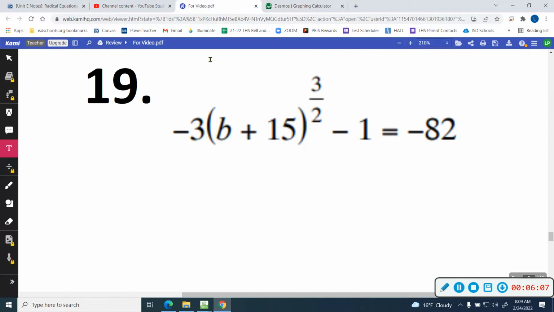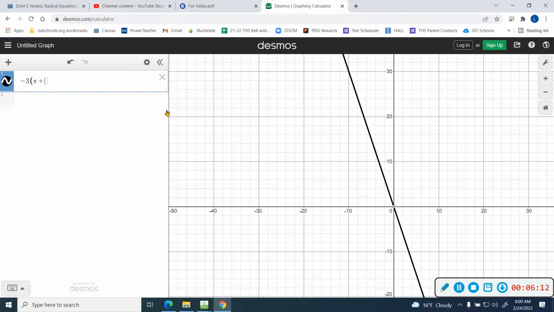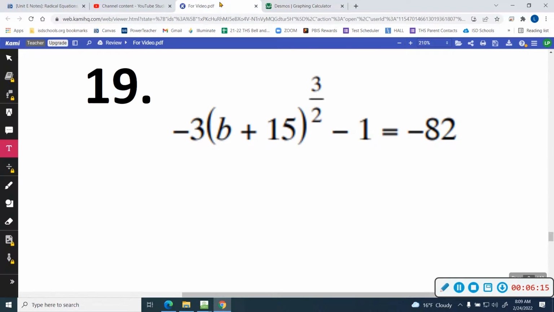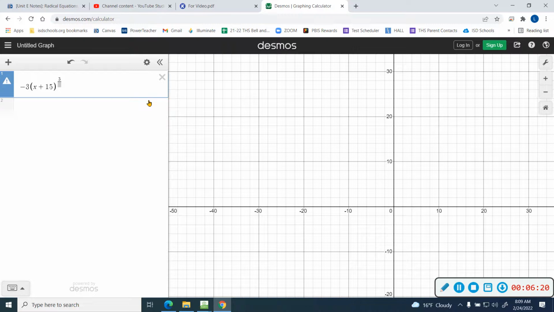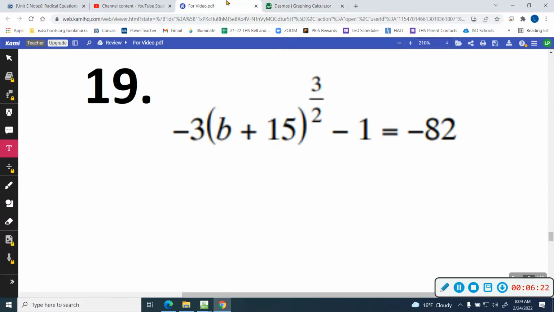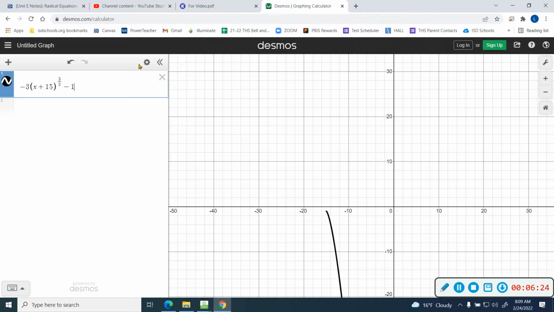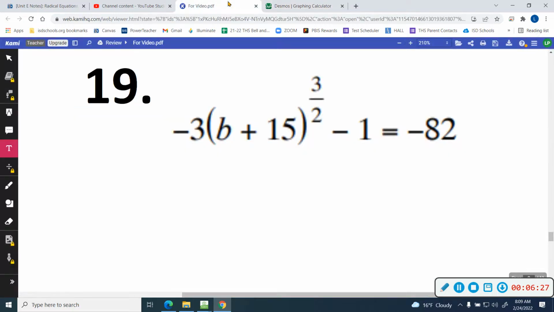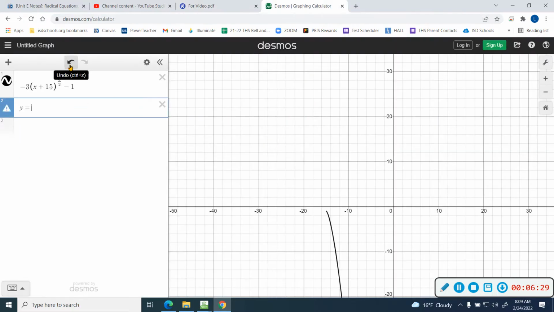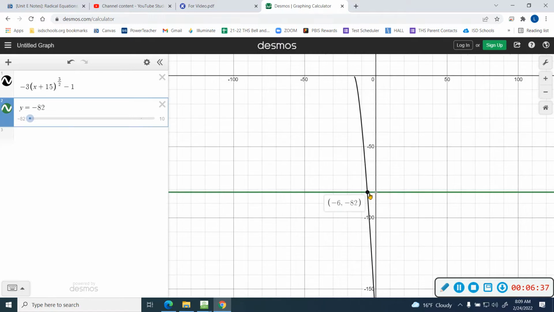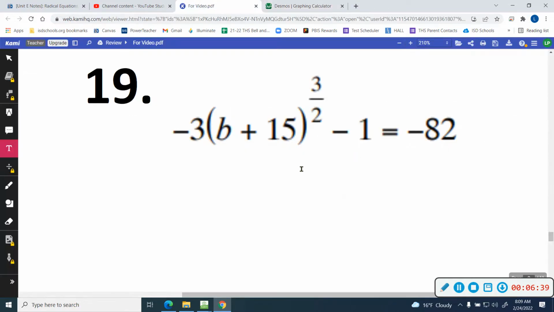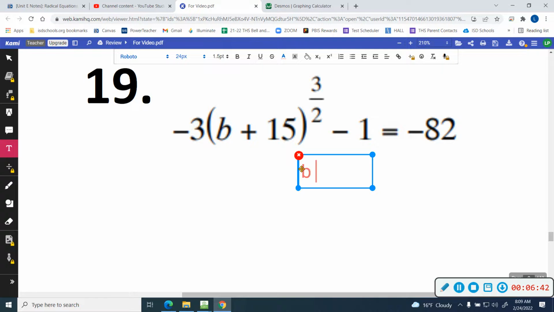19. I would type that in. And remember, Desmos does not like b, so I type that in as an x plus 15 to the 3/2. And that's a minus 1. When does that equal negative 82? Y equals negative 82. And that's going to be way down here. You're only going to cross once. What's the solution? Negative 6. So I'd say not x equals, but b equals negative 6.